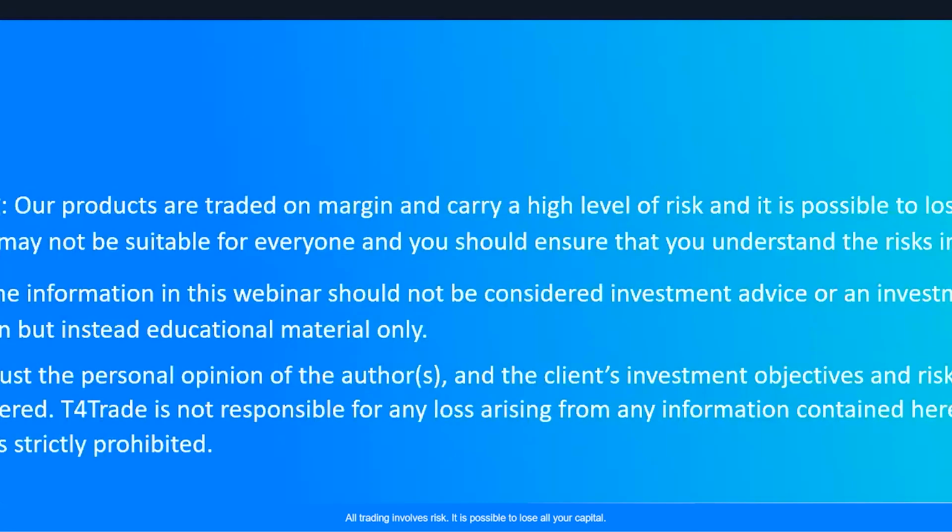Before we go into the details, I have to go over a quick risk warning and a risk disclaimer, and we will be on our way. So please bear with me. Risk warning: our products are traded on margin and carry a high level of risk, and it's possible to lose all your capital. These products may not be suitable for everyone, and you should ensure that you understand all the risks involved. The disclaimer is, pardon me, the information in this webinar shall not be considered as investment advice or investment recommendation, but it is for educational purposes only. This material is just a personal opinion of the author, and the client's investment objectives and risk tolerance have not been considered. T4Trade is not responsible for any loss arising from any information contained herein, and redistribution of the material is strictly prohibited.